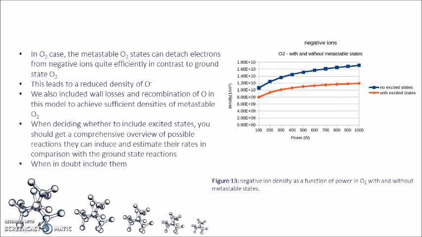In the O2 case, the metastable O2 states can, for example, detach electrons from negative ions quite efficiently in contrast to ground state O2. As figure 13 shows, this leads to a reduced density of O-. Note that we also included the wall losses and recombination of O in this model to achieve sufficient densities of metastable O2. When deciding whether to include excited states or not, you should get a comprehensive overview of possible reactions they can induce and estimate their rates in comparison with the ground state reactions. When in doubt, include them.